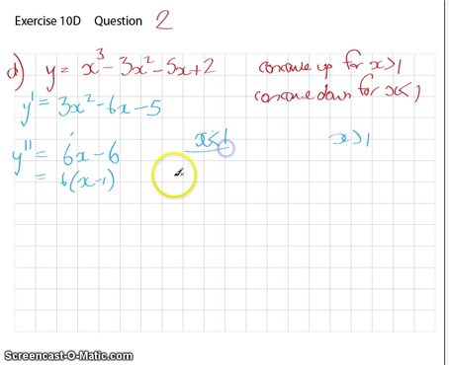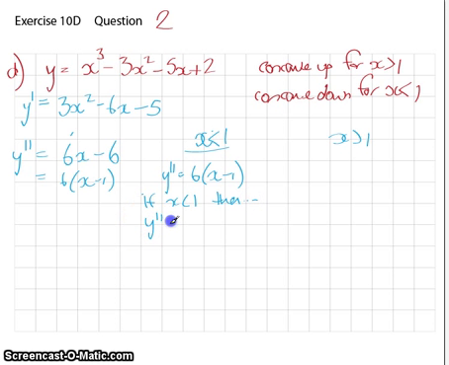So let's just have a look at the first case. X is less than 1, then my second derivative is 6 times something that's smaller than 1 minus 1. That's going to be negative. That means this whole thing is negative, so therefore it's concave down. That's this part here.